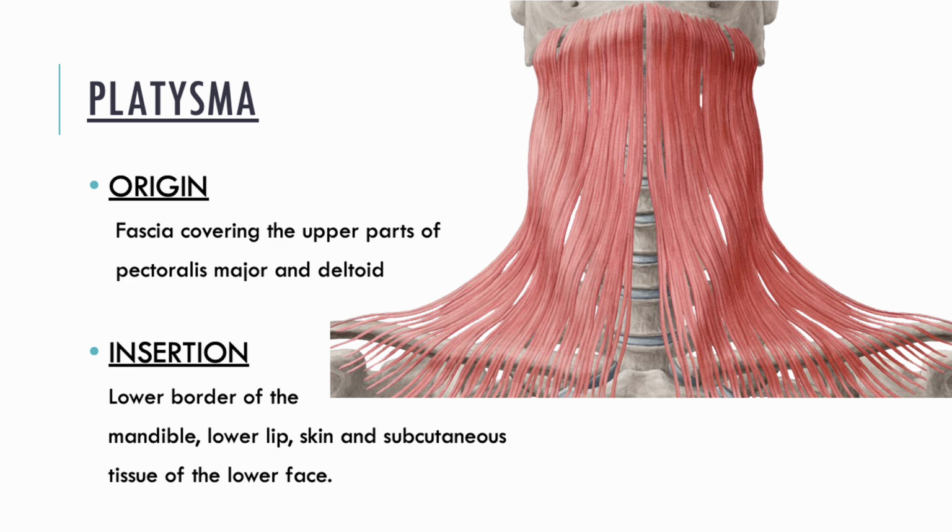It covers the neck muscles and the superior portions of the pectoralis major in the chest. So it originates from the fascia covering the upper parts of the pectoralis major and the deltoid, and inserts onto the lower border of the mandible, lower lip, skin, and subcutaneous tissue of the lower face.